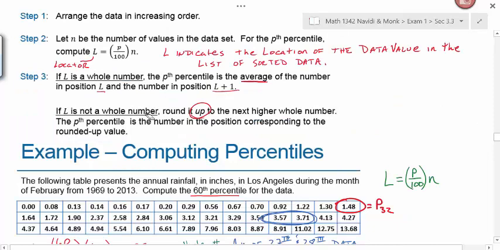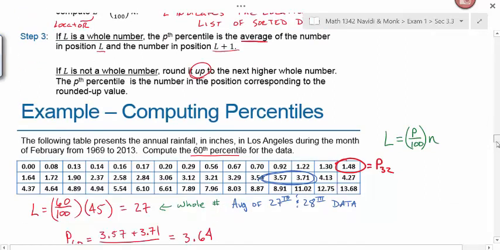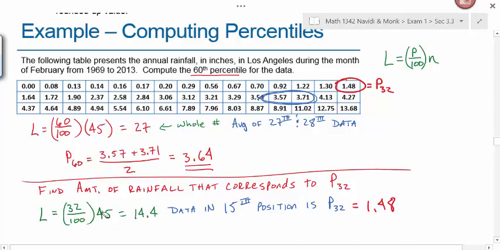If L is not a whole number, we round up to the next higher whole number. Even if it would have been 14.01, we round up to 15. This is not your traditional rounding, it's just going up to the next whole number. That's why for the next one, the one that I made up, when we got 14.04, we round that up to 15, and then the number that was in the 15th position was going to be the data value for the 32nd percentile.